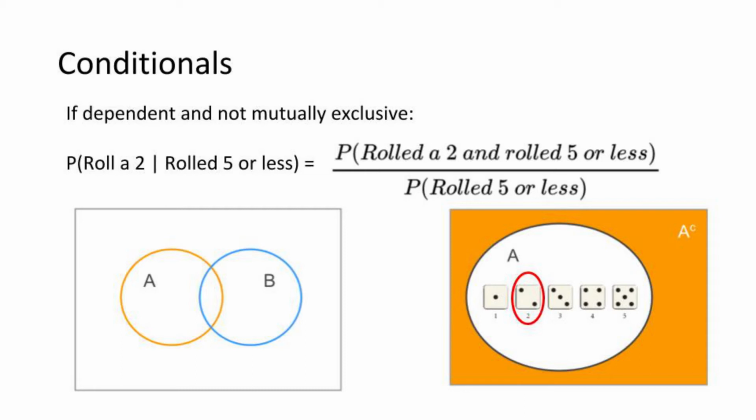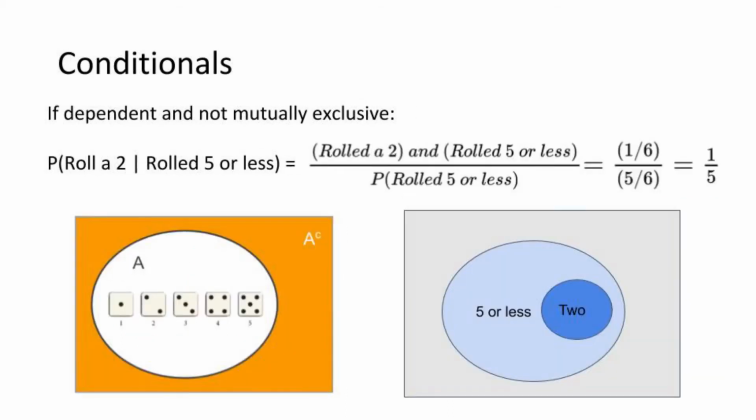Now imagine the classic Venn diagram like the one pictured on the left. It doesn't really visualize that particular statement. Instead, the event space looks something like this. Rolling a 2 is actually inside the event space of rolling a 5 or less. Thus, the probability of rolling a 2 and rolling a 5 or less is the intersection of both conditions, which in this case is just the probability of rolling a 2.